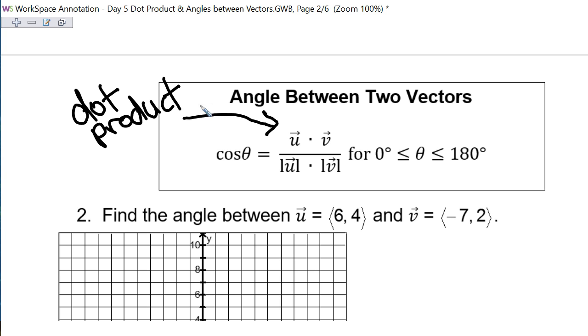Now, what's another way I could write the dot product? x1, x2 plus y1, y2, divided by the product of the magnitudes. So that's another way you could write it if you wanted to, but it's just the dot product in the numerator, and in the denominator we multiply the two magnitudes.